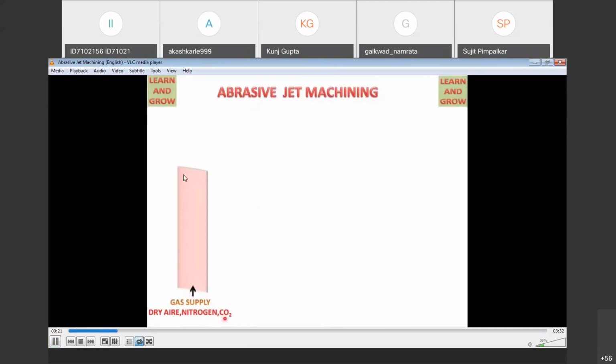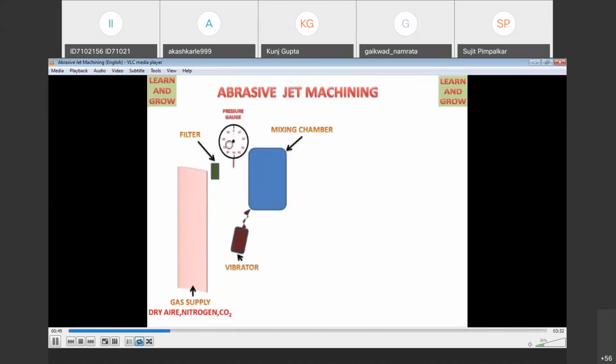So this is a schematic. This is the gas supply, like the air compressor you saw in the PowerPoint. Through that air compressor you supply the gas. That gas may be dry air, nitrogen, or carbon dioxide. These are known as carrier gas. The carrier gas goes through the filter and dryer, and after that there is a pressure gauge, where you can regulate and adjust your pressure, and then that pressure comes into a mixing chamber.